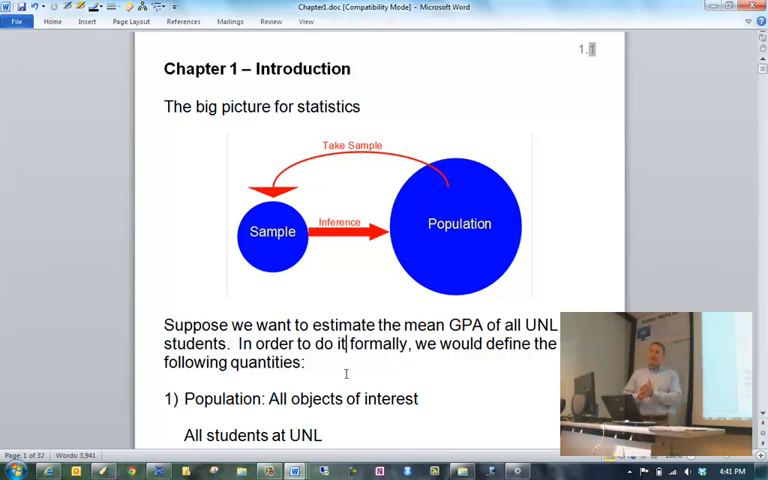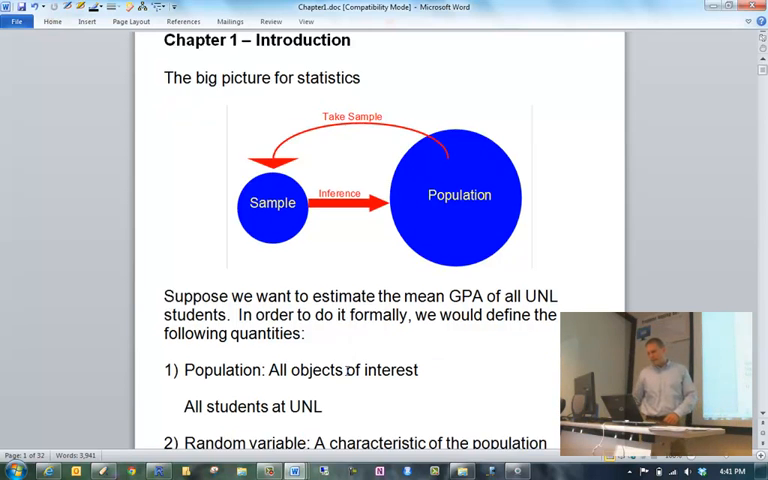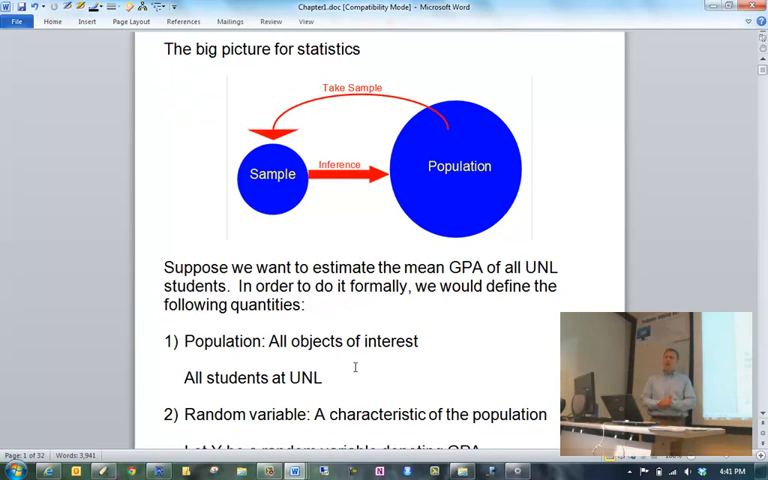And so let's begin with the big picture of what statistics is. Here is a diagram that I like to use in my introductory stat courses to show what we do in statistics. To help explain this diagram, I'm going to go through an example. Let's say that we were interested in estimating the mean GPA of all UNL students. So, we have a population of size about 25,000.